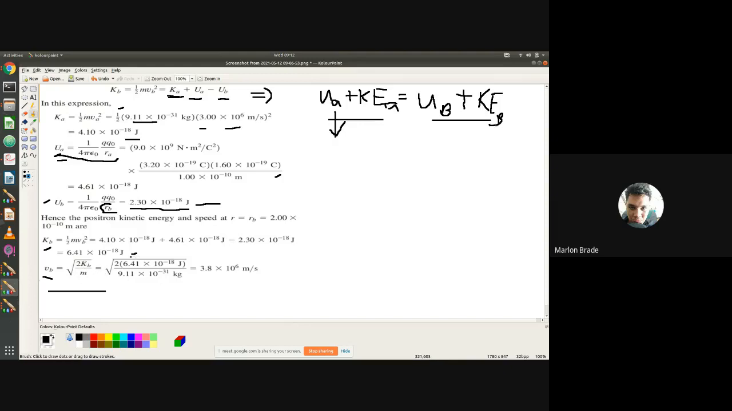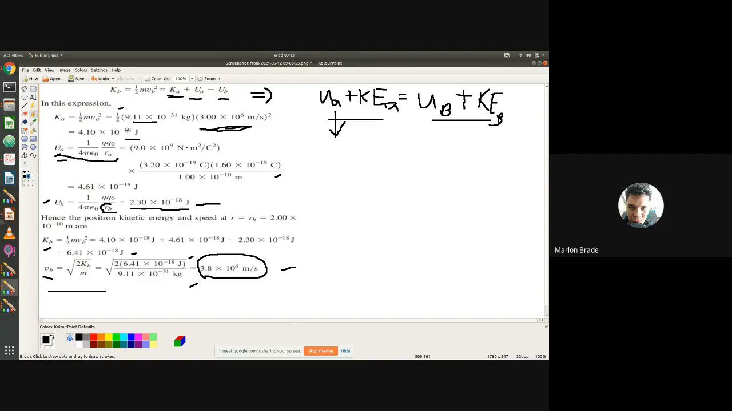And this is just equal to the square root of some values that we already know. What I will get is 3.8 times 10 to the negative 6 meter per second. So this is now the velocity. Notice that the velocity is increasing. Right? The velocity is increasing, and the kinetic energy is increasing.